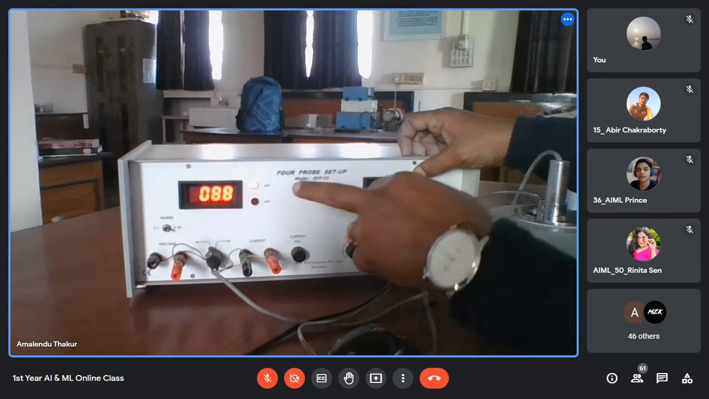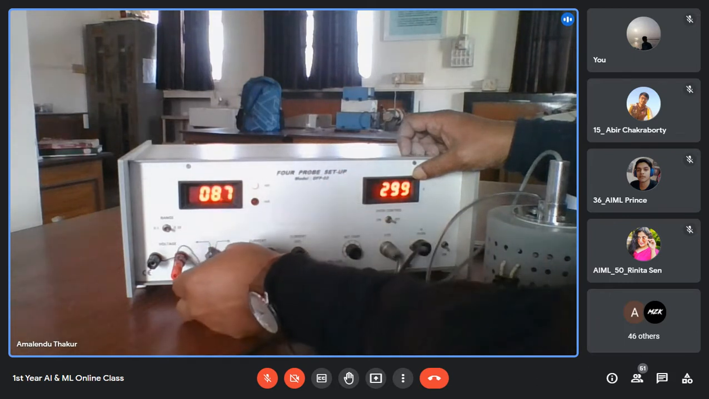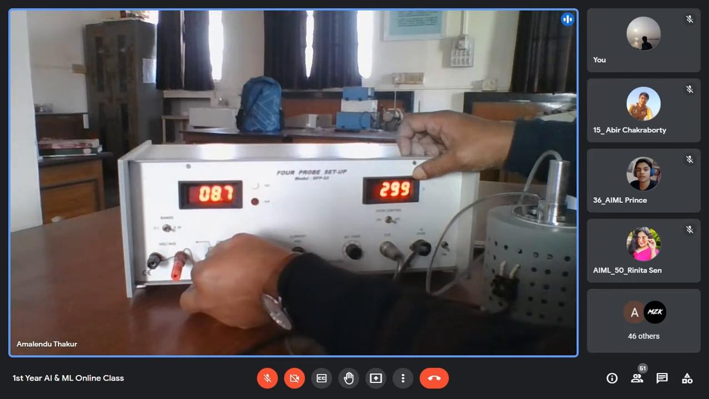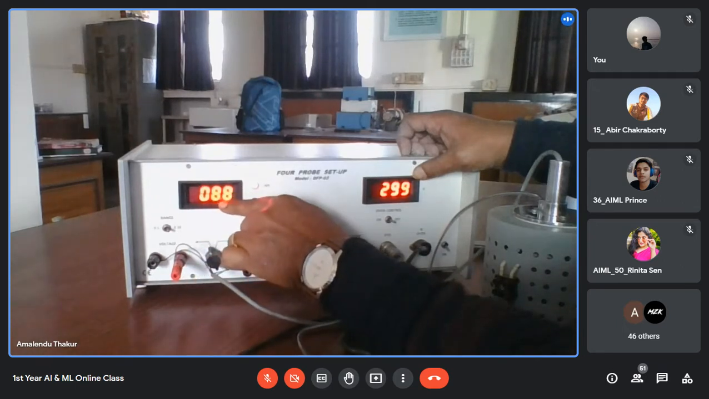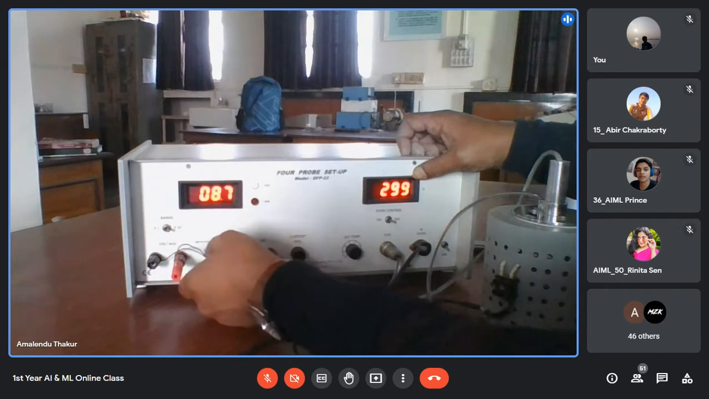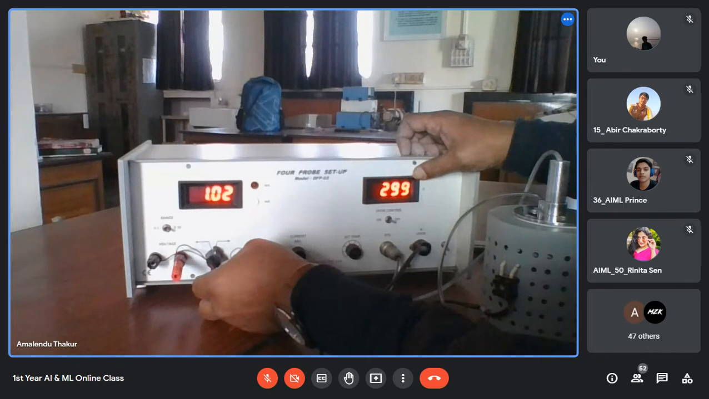Okay, accordingly we'll get the value from here. There is one knob. When you turn the knob to the voltage direction, it will be the voltage reading, and when we turn it in this direction, it becomes current.